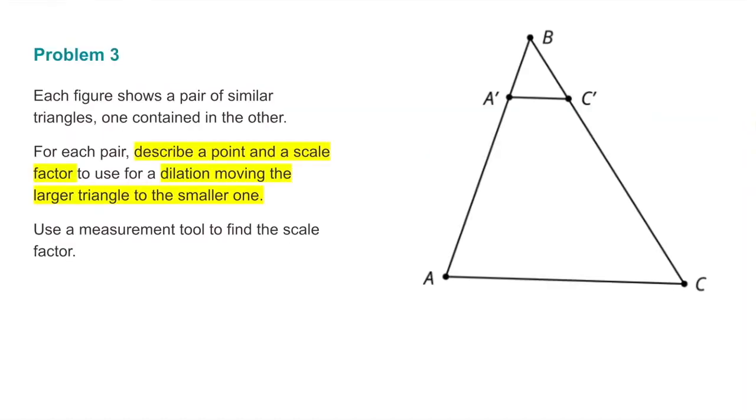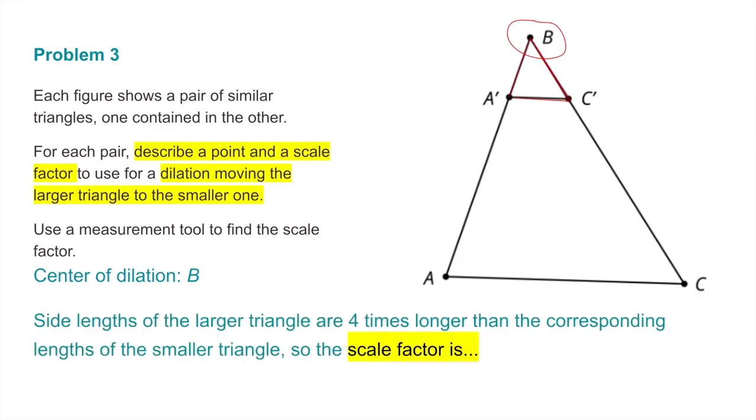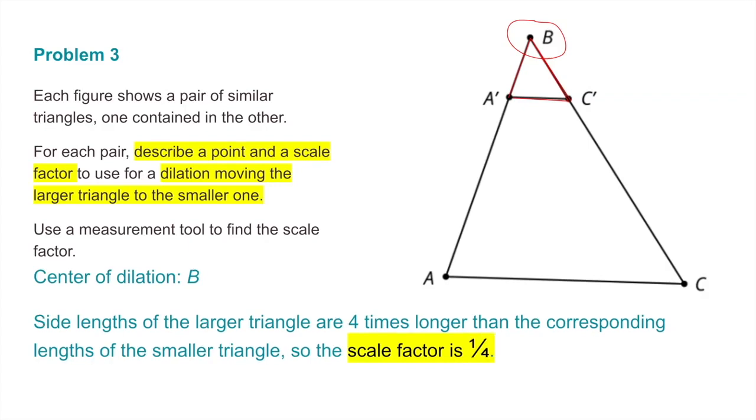Number 3. Each figure shows a pair of similar triangles, one contained in the other. For each pair, describe a point and a scale factor to use for a dilation moving the larger triangle to the smaller one. Use a measurement tool to find the scale factor. Center of dilation is point B. Side lengths of the larger triangle are 4 times longer than the corresponding lengths of the smaller triangle, so the scale factor is 1/4.